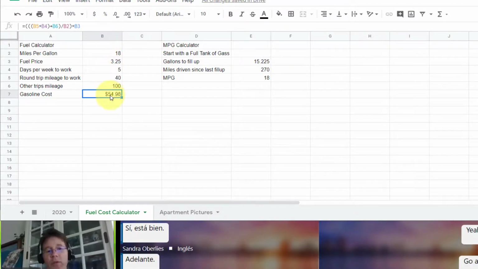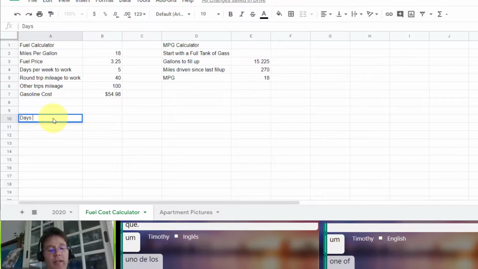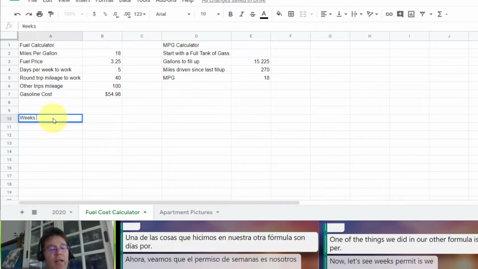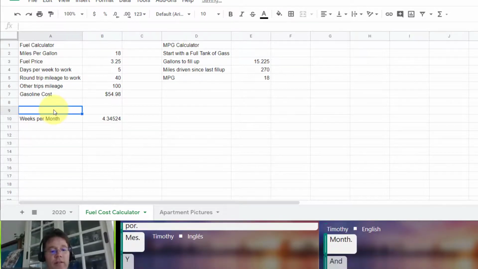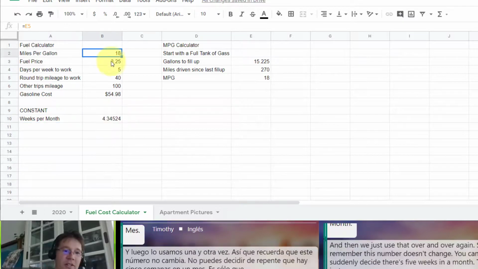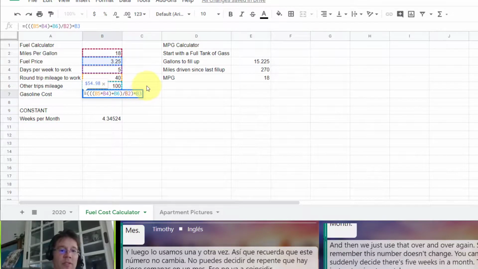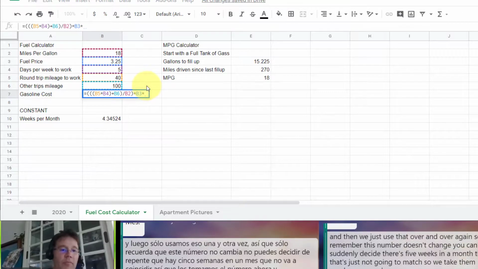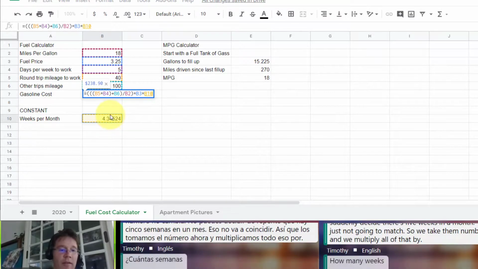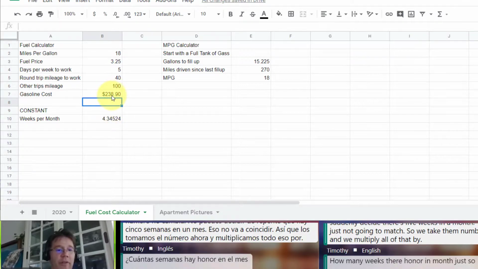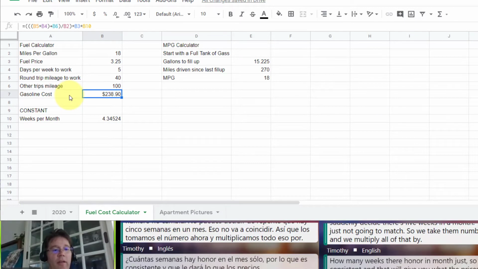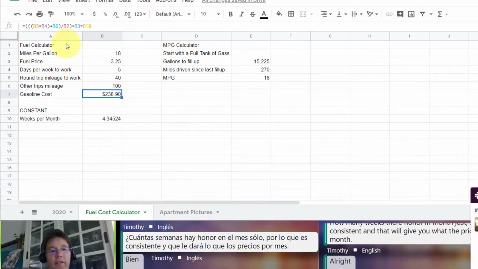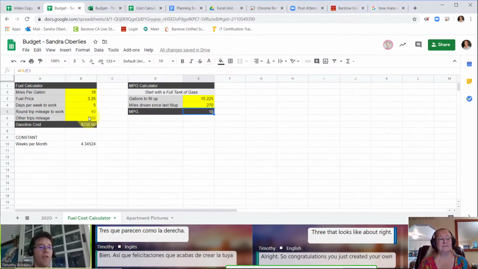All right, so this is per week, but we want to figure out how much per month. And so one of the things we did in our other formula is we added a bunch of numbers as constants. So weeks per month, and then we just use that over and over again. So just remember, this number doesn't change. So we take this number now and we multiply all of that by how many weeks there are in a month, just so it's consistent, and that will give you what the price is per month. All right, so then we have our cost calculator. The last step is just to make it look a little bit pretty. The goal is for you to create your own sheet and do this all on your own.